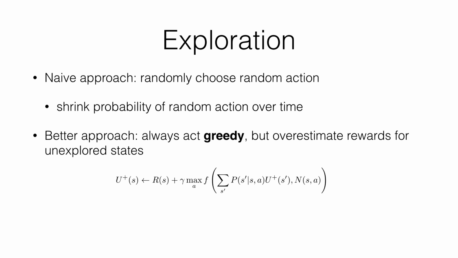One way to do it is what I've labeled on the screen as a better approach, which is that we are always going to act greedily. Using our current estimates of transition probabilities and utilities, we pick the action that will give us the highest future reward. But instead of estimating the true utility, we'll estimate an over-optimistic utility estimate. That's this U plus on the screen. This is also from the textbook, so you can have a look there too.